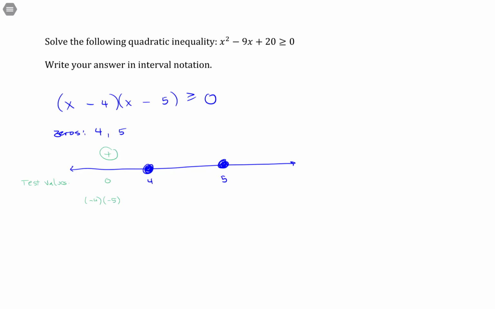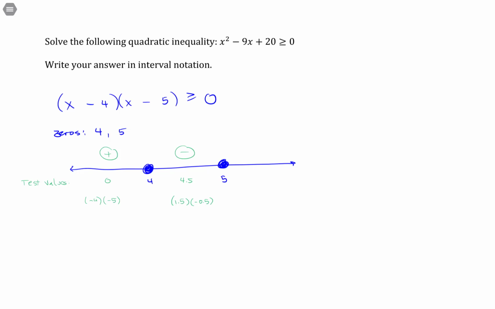On the interval from 4 to 5, I probably need to pick 4.5. That's probably the easiest one to use, even though it's not an integer. 4.5 minus 4 is 1.5. 4.5 minus 5 is negative 0.5. A negative times a positive is going to result in a negative answer.